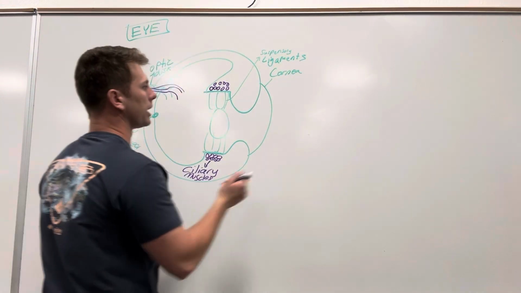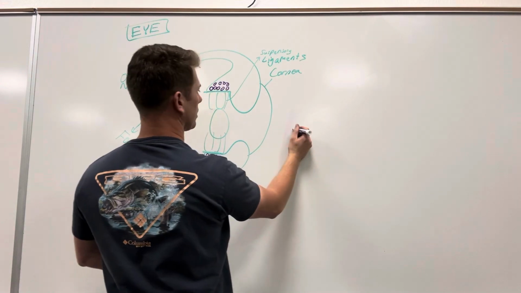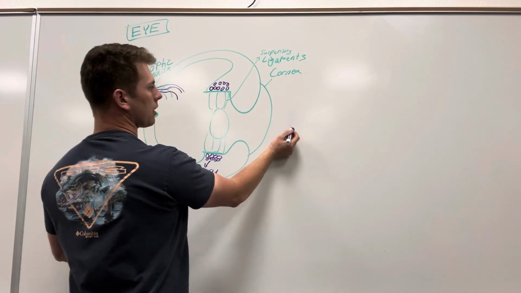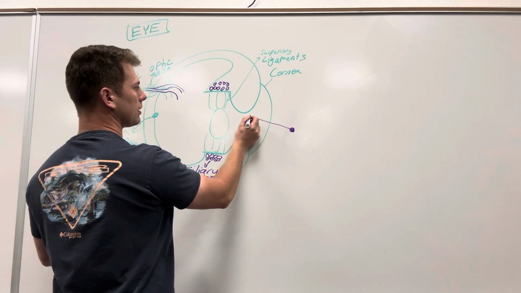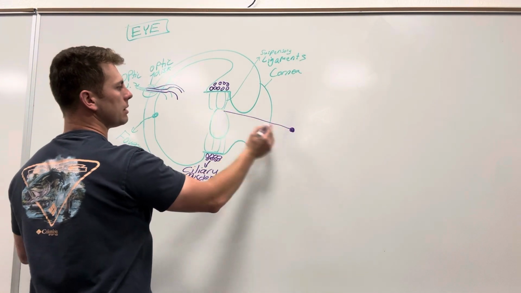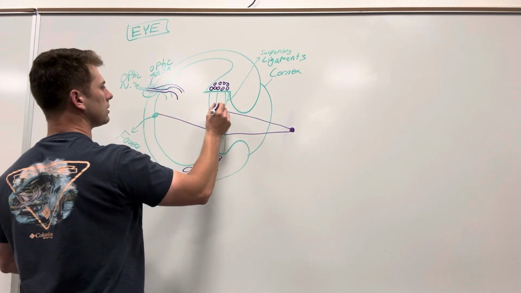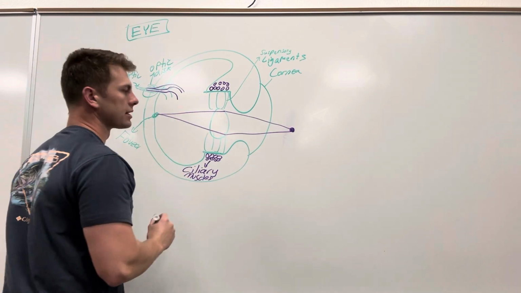Real quick, I'm going to explain. If we have something really close, I'm going to drop our center, and it sends light. The angle is steeper because it's close, and it has to bend it a certain amount so it hits the fovea.